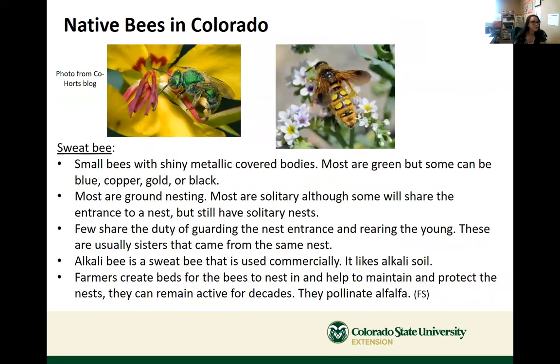Sweat bees. We talked about these little tiny shiny things. They're very small, with shiny metallic bodies. Most are green, but they also can be blue, copper, gold, or black. So they kind of range. Most nest in the ground. There's different types of sweat bees, but most are ground nesting, and most are solitary, although some will share the entrance to their nest, but once they get underground, they will have separate solitary nests.